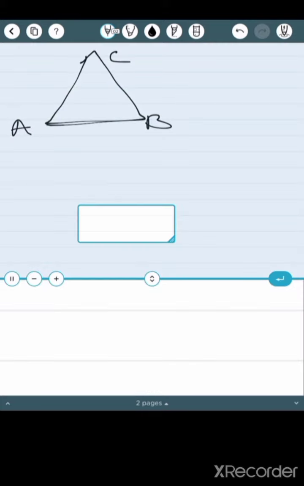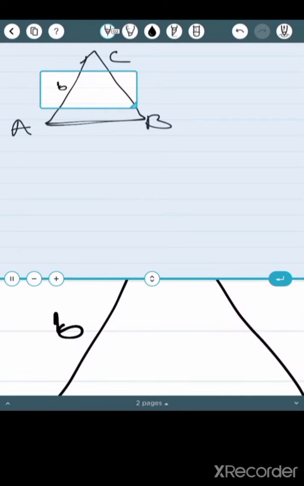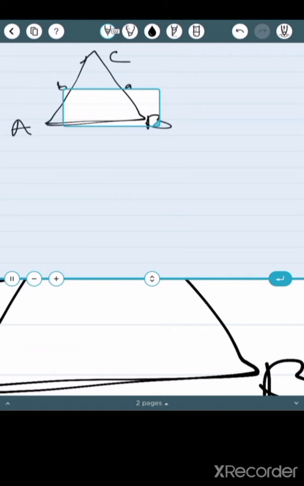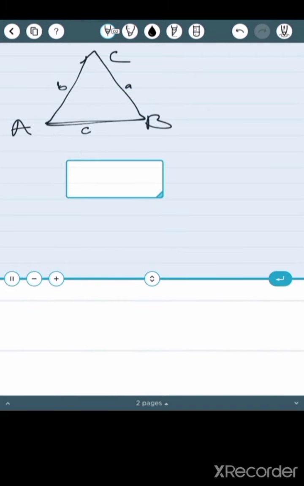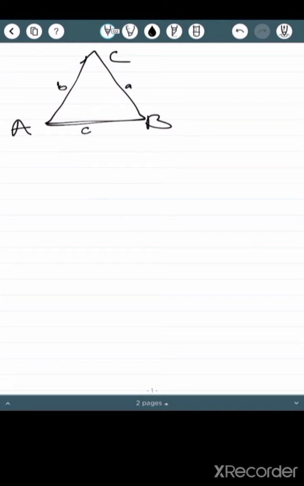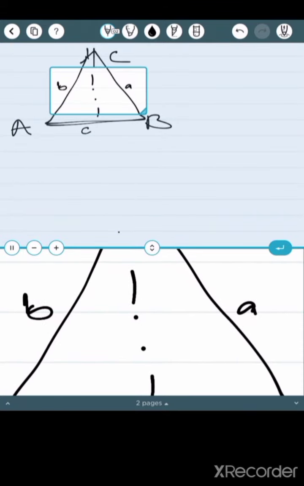Before we can go further, we know that the opposite of B simply becomes B, the opposite of A becomes A, and the opposite of C is usually C. So this is what we usually have, something like that. Next we're going to cut the given triangle into two like that. Let me just do it nicely so that it's at least neat.